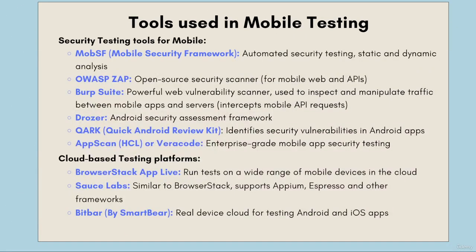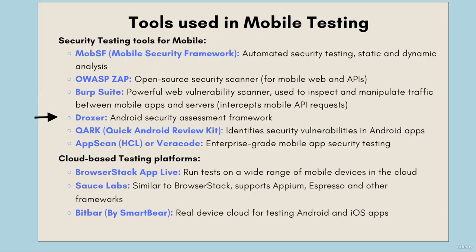Now, let's go over security testing tools for mobile testing. MobSF, Mobile Security Framework. This is automated security testing, static and dynamic analysis. OWASP ZAP. This is an open source security scanner for mobile web and APIs. Burp Suite, a powerful web vulnerability scanner used to inspect and manipulate traffic between mobile apps and servers. It intercepts mobile API requests.